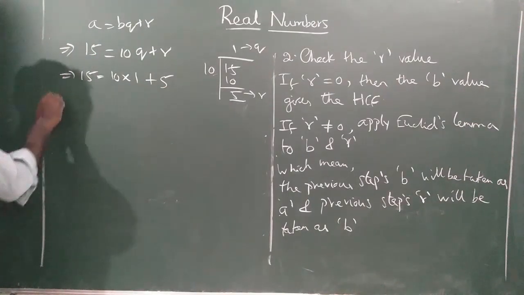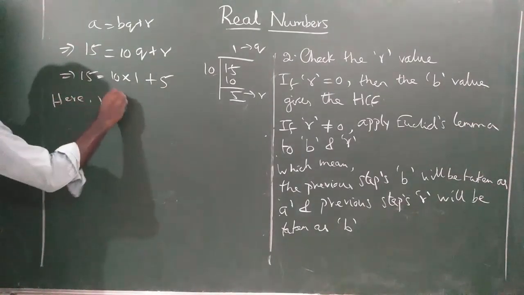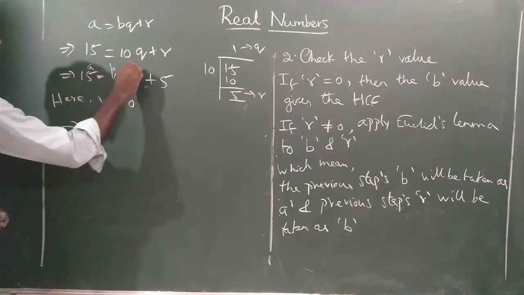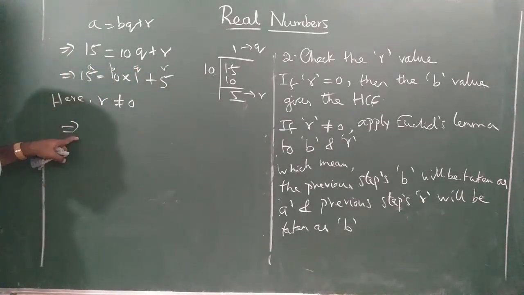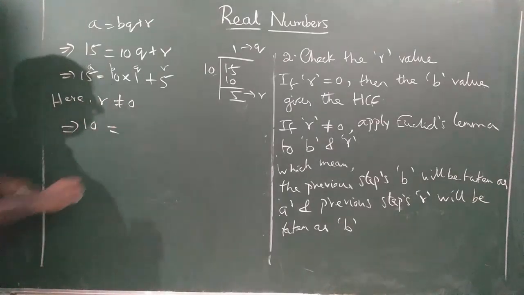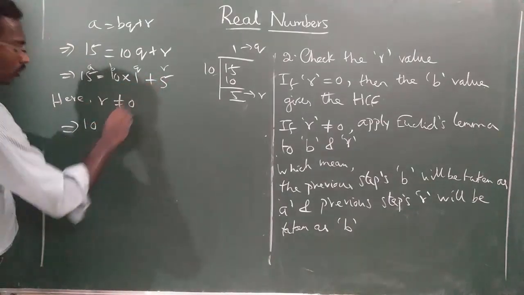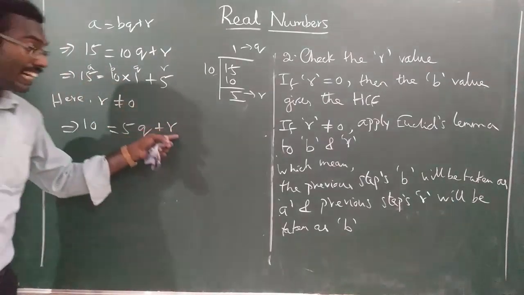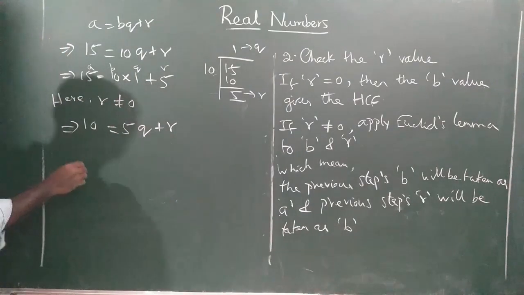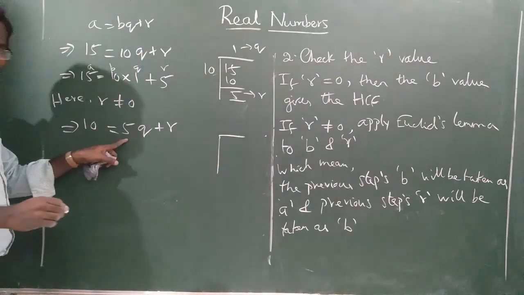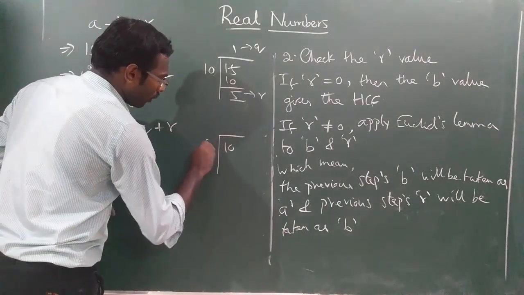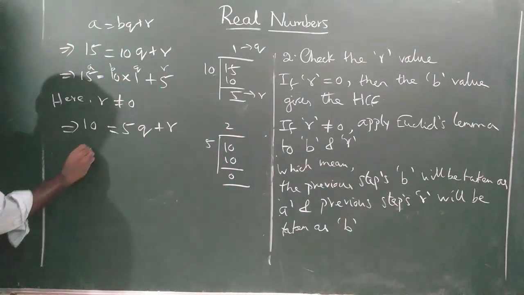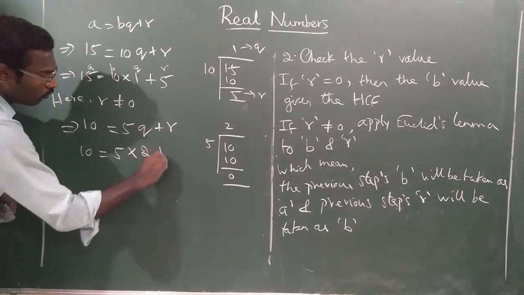Okay. So here the remainder is not equal to 0. Therefore what will you do? This is A, B, Q, R. B is taken as A. So 10 is equal to, R is taken as B, so 5 into Q plus R. That's all. This will be repeated until the remainder becomes 0. So now 10 divided by 5. So 5 2s are 10. Remainder is 0. Therefore 10 is equal to 5 into 2 plus 0.